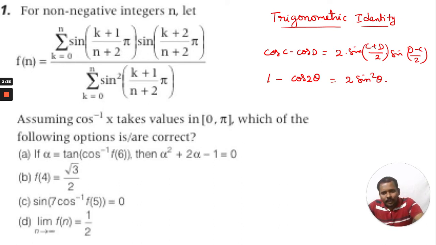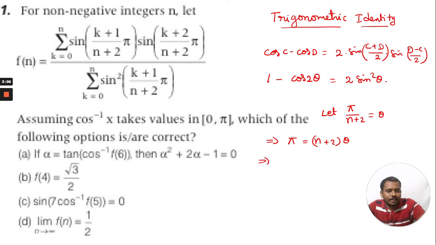right? And in the whole expression, you can observe this pi by n plus 2 is common in all the terms, and this pi by n plus 2 is a constant. It is not variable in the summation. So let pi by n plus 2 be equal to theta. When pi by n plus 2 is equal to theta, it can be written as pi is equal to (n plus 2) theta, and further n theta is equal to pi minus 2 theta. Just remember this. We may have to use this, right?